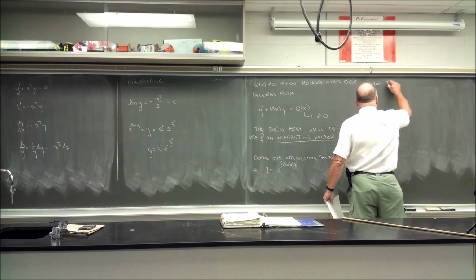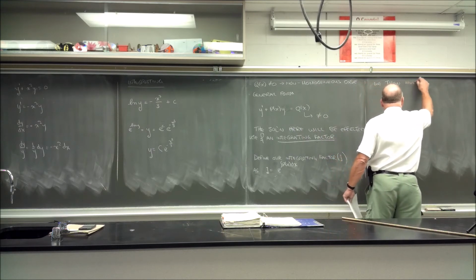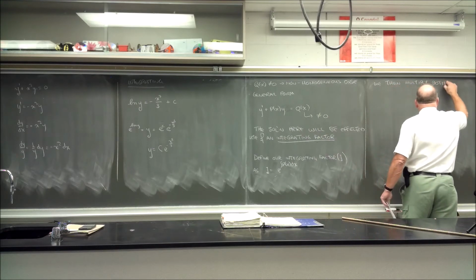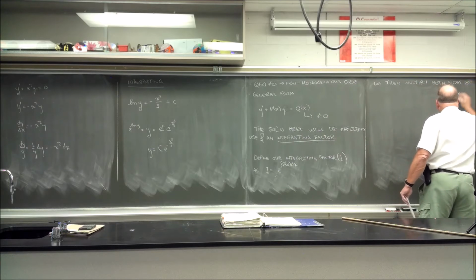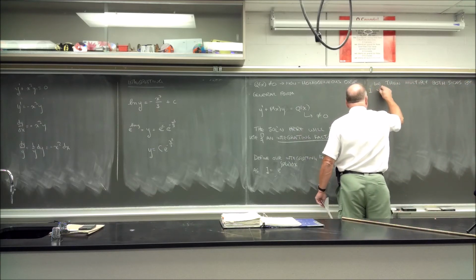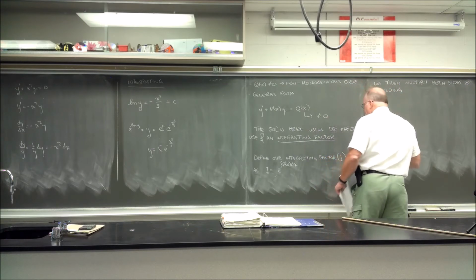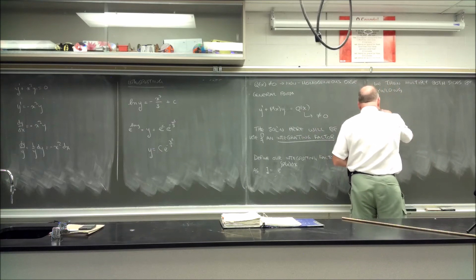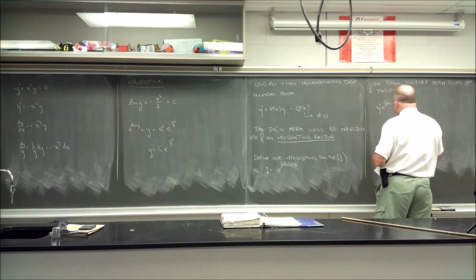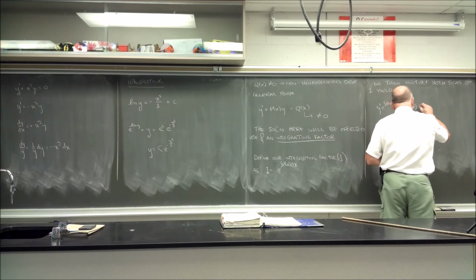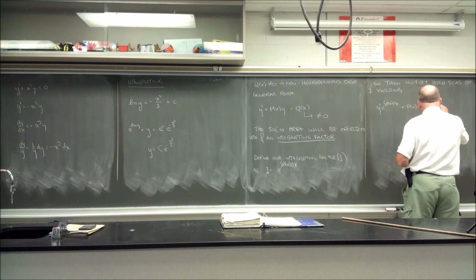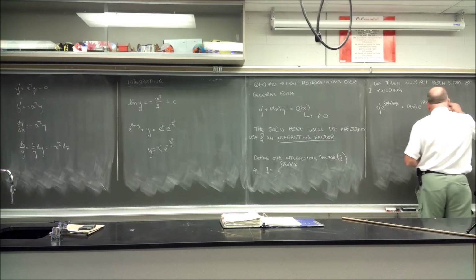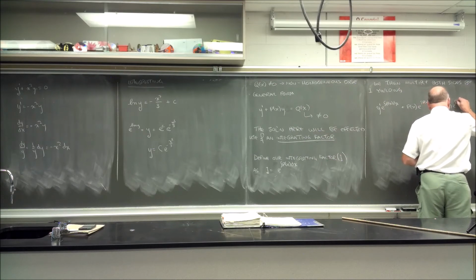We then multiply both sides by I, yielding, and so let's see what we got here. So we're going to have y prime e to the integral of p of x dx plus p of x e to the integral of p of x dx times y is equal to q of x times e to the integral of p of x dx.